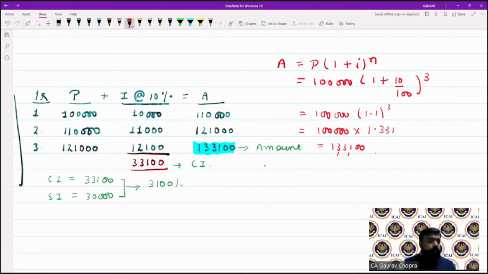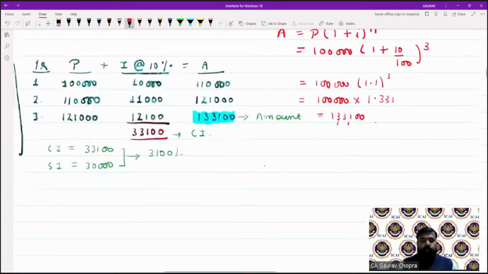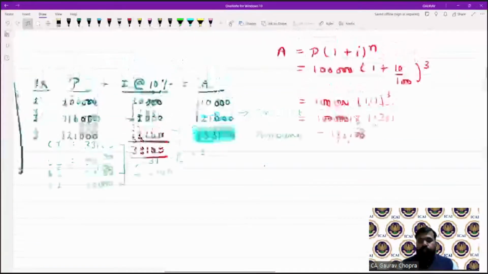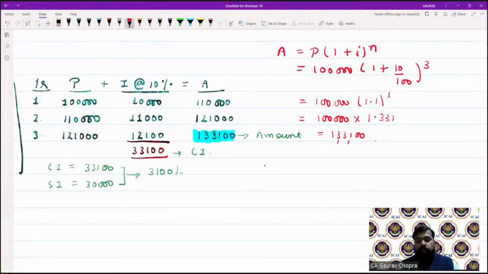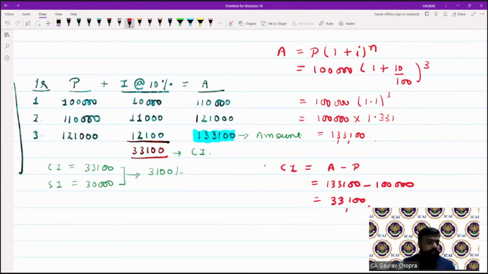Yes, so I think everyone has understood till here. And this was the calculation of amount. Now if we have to calculate compound interest, it is simply amount minus principal. So 1,33,100 minus the principal of 1 lakh gives you 33,100 as the compound interest.